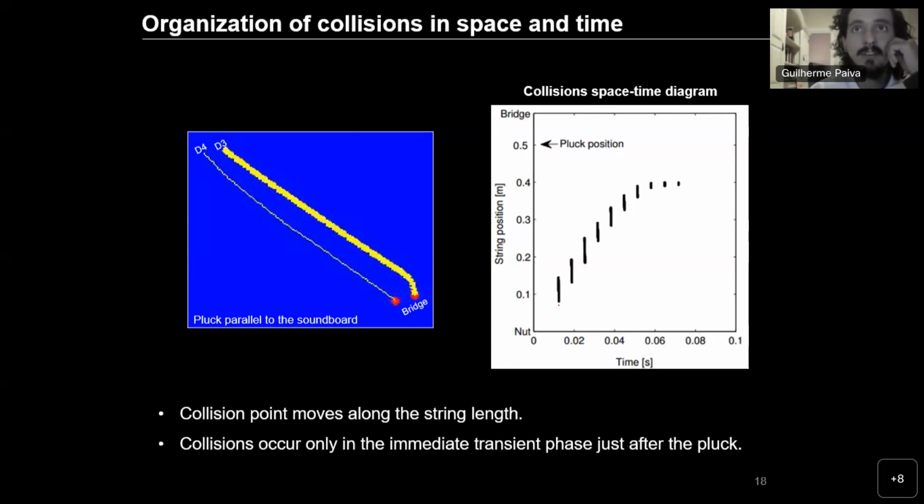So each black point here corresponds to a contact point between the two strings, okay? So in this diagram, we can see that the moving contact point is repeated several times with ever shorter durations, involving ever smaller portions of this string, okay? And another important result here is that these collisions occur in the immediate transient phase, just after the pluck.